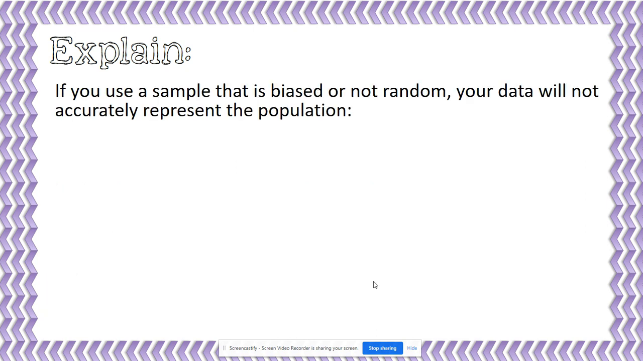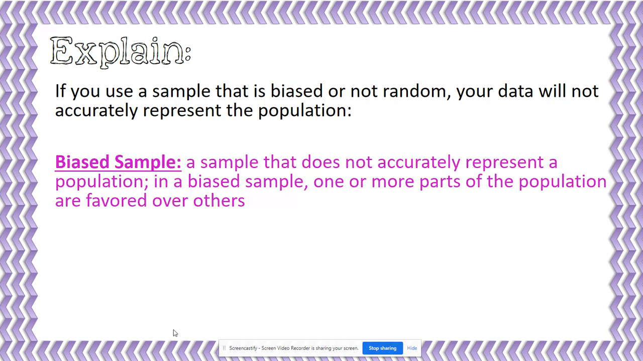Now, sometimes we use samples that are not valid. These are samples that would be biased or not random. If you use these samples, your data is not going to accurately represent the population. So these are the best samples to avoid. We want to make sure that we never use a biased sample. A biased sample is an unfair sample or a sample that does not accurately represent a population. In this sample, one or more parts of the population are favored over others.